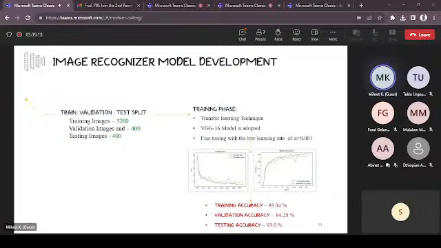A pre-trained model named VGG16 has been adopted. This network comprises 16 convolutional and pooling layers, and it's a model trained on the ImageNet dataset, which comprises over 1 million images. The accuracy it has attained.